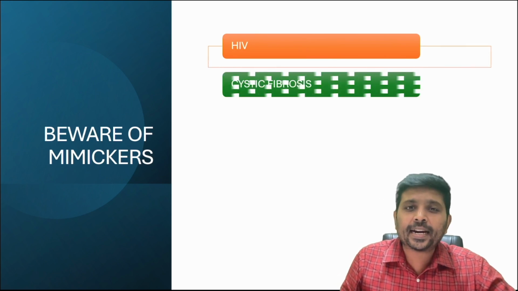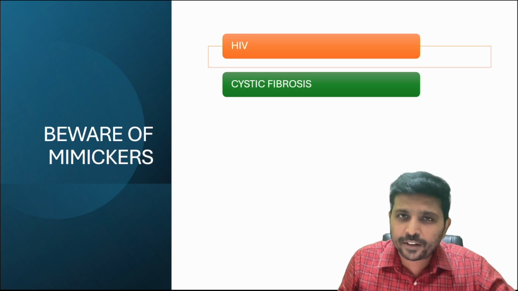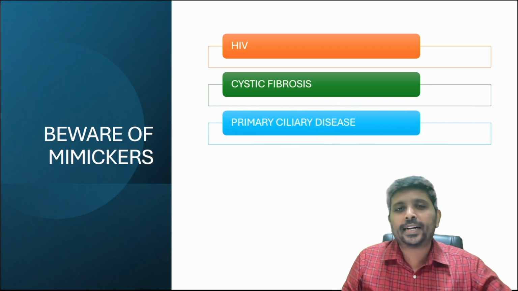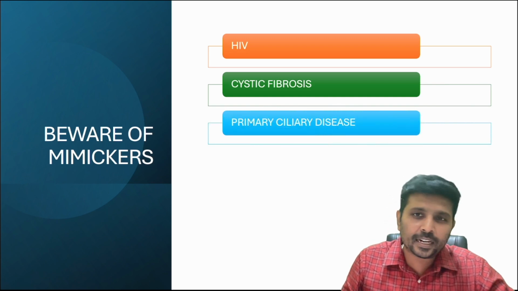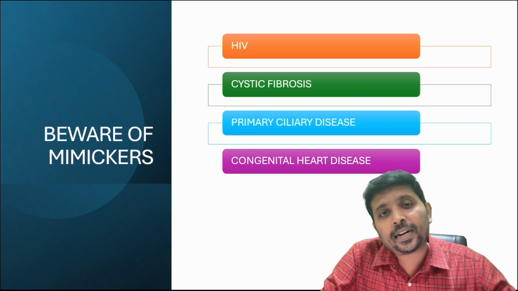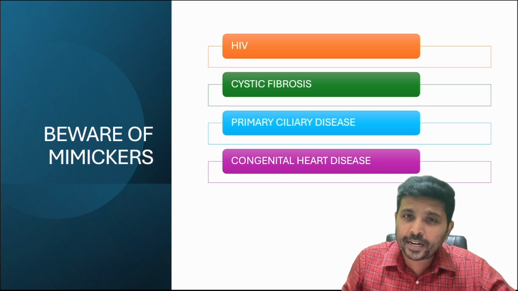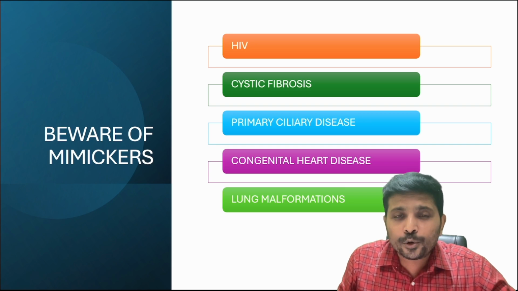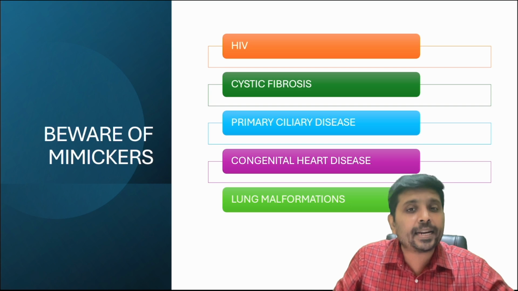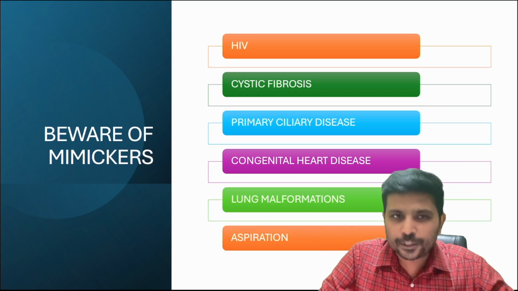When you get recurrent infections, pneumonias along with oily stools, it can be cystic fibrosis. Recurrent otorrhea along with bronchiectasis can be due to primary ciliary dyskinesia. It can be due to a congenital heart disease with a left to right shunt, such as ASD, VSD, and PDA, or it can be due to lung malformations which predispose a child to recurrent pneumonia involving the same site, or it can be due to aspiration.